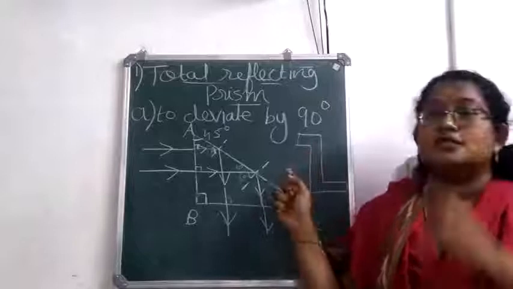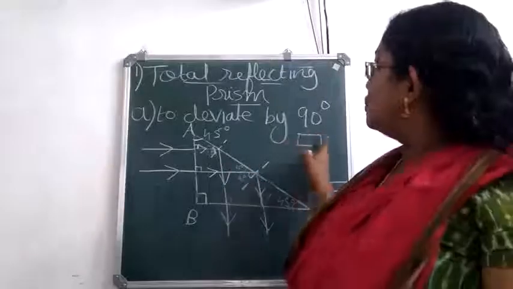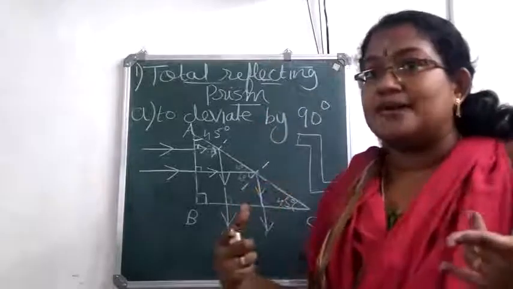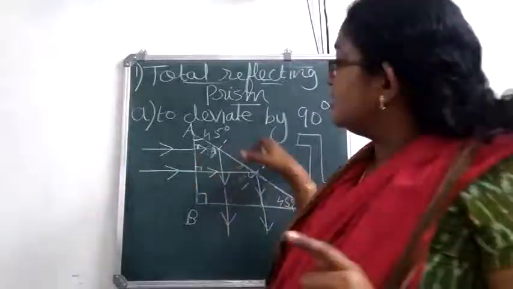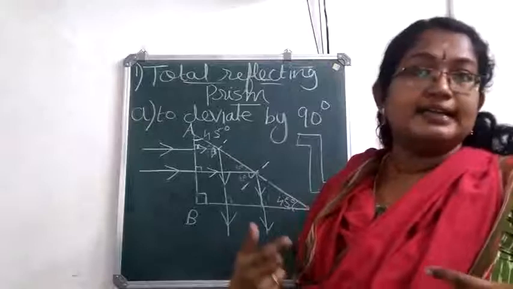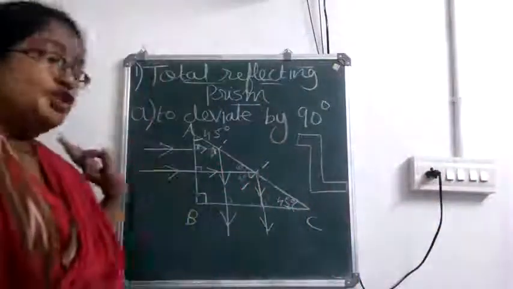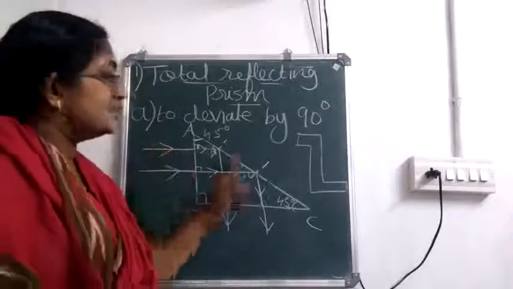So, in a periscope, instead of a mirror, we can use a prism. And using a prism, what happens? The light ray gets deviated or turned by 90 degrees. Okay. So, please draw and study this diagram.